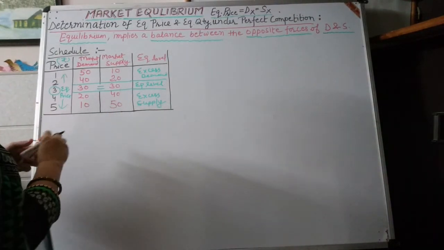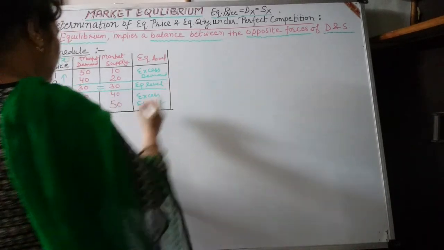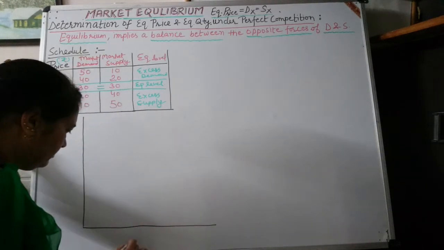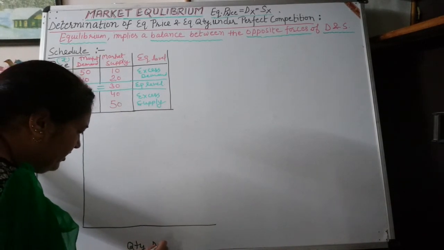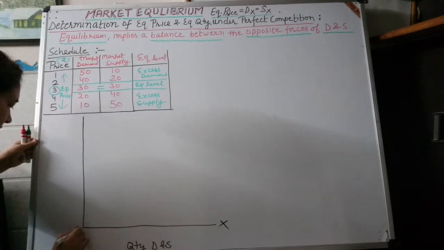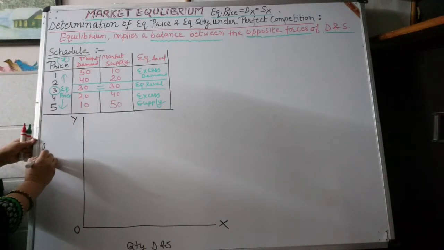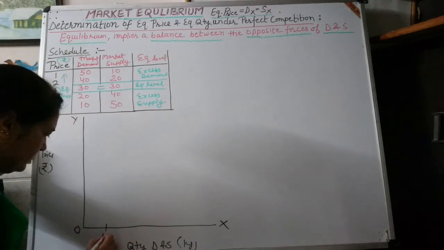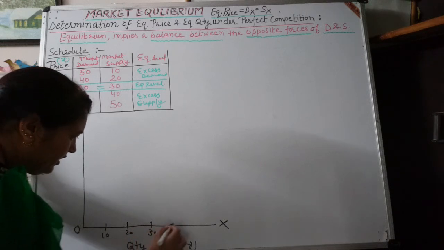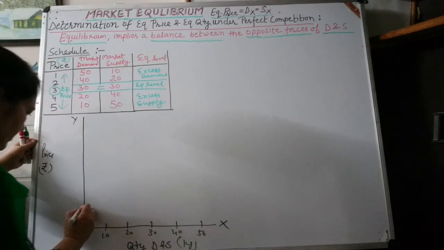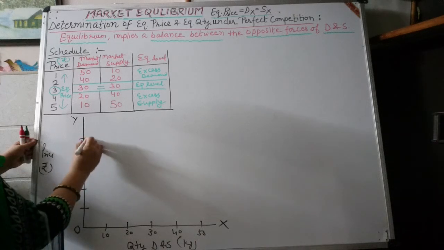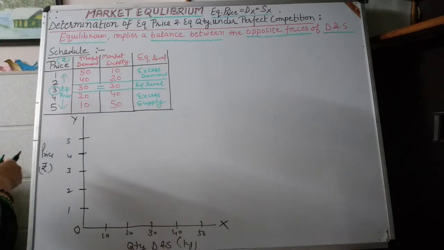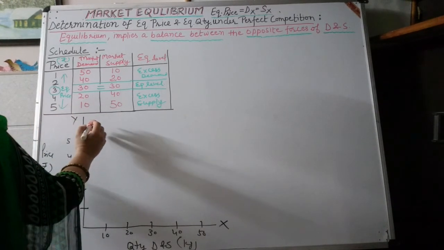And now let us explain the concept with the help of a diagram. Quantity demanded and supplied are taken on the x-axis, and prices are taken on the y-axis. Prices 10, 20, 30, 40, 50, and 1, 2, 3, 4, 5. Quantity. And now let us first draw the demand curve.